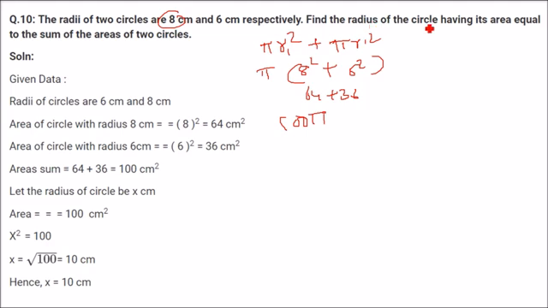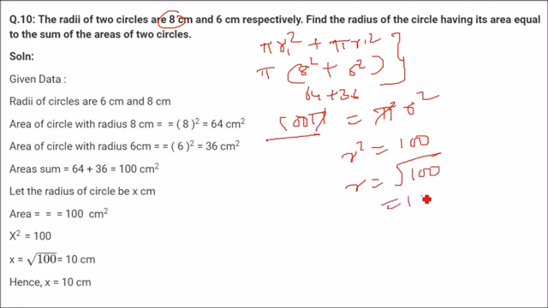Now we have to find the radius of the circle having its area equal to the sum of the areas of the two circles. The sum we have already found, 100 pi. This is going to be equal to pi r square. Pi gets cancelled, so r square is equal to 100. R will be equal to the square root of 100, which is 10. So 10 is the radius of the circle whose area is the sum of these two circles.